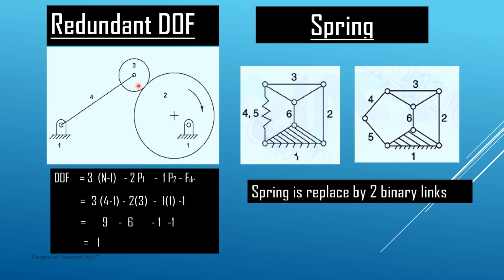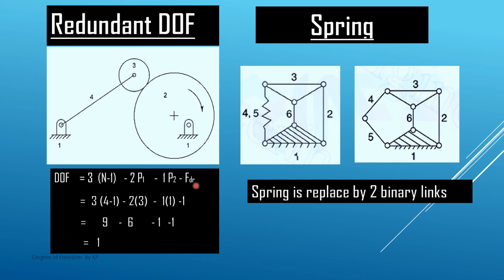Now what is the redundant degree of freedom in this case? If we rotate link 3, it will not cause motion in any other linkage of this mechanism. When such a situation is there in a kinematic mechanism, an additional term is introduced into the formula to find the degree of freedom, called the redundant degree of freedom. The formula is modified to 3 into n minus 1 minus 2p1 minus 1p2 minus FDR, where FDR is the redundant degree of freedom.